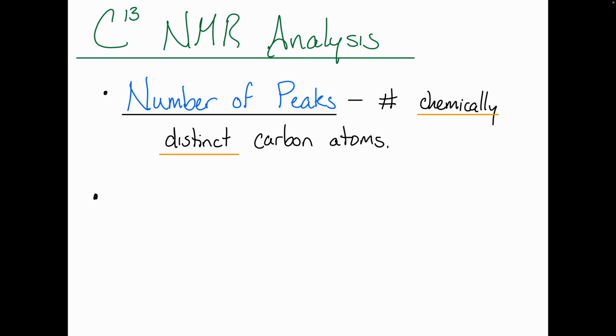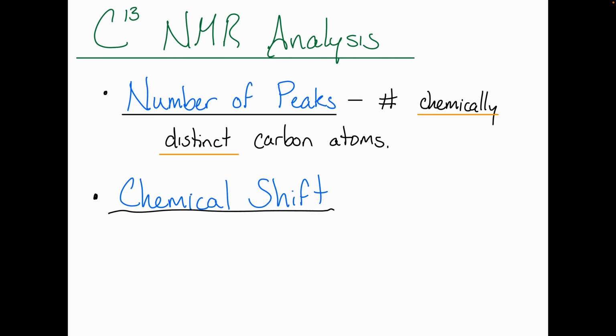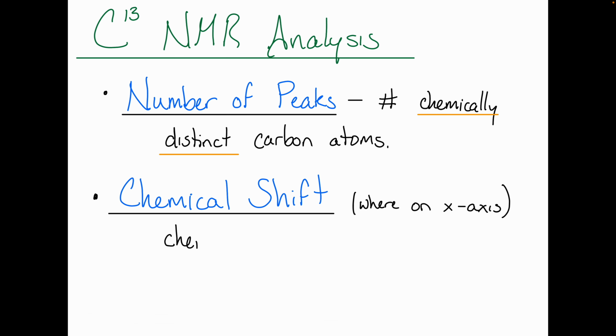Our next piece of information is the chemical shift of those peaks. Remember, that's what we label our x-axis as, is chemical shift. So by chemical shift, I mean where on that x-axis we find our peaks. And that tells you about the chemical environment of that particular carbon.